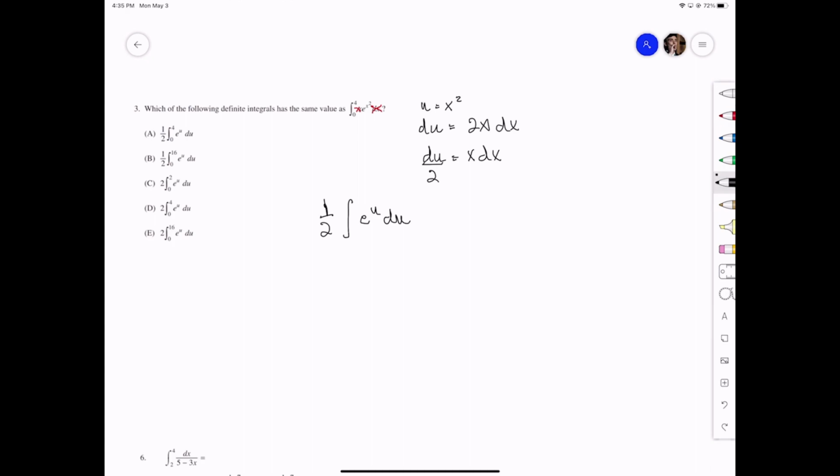And then we have to change the bounds. So you plug in the original bounds into the u equation. So u is equal to x squared. So the new bounds are 0 and 16. So B should be the answer.